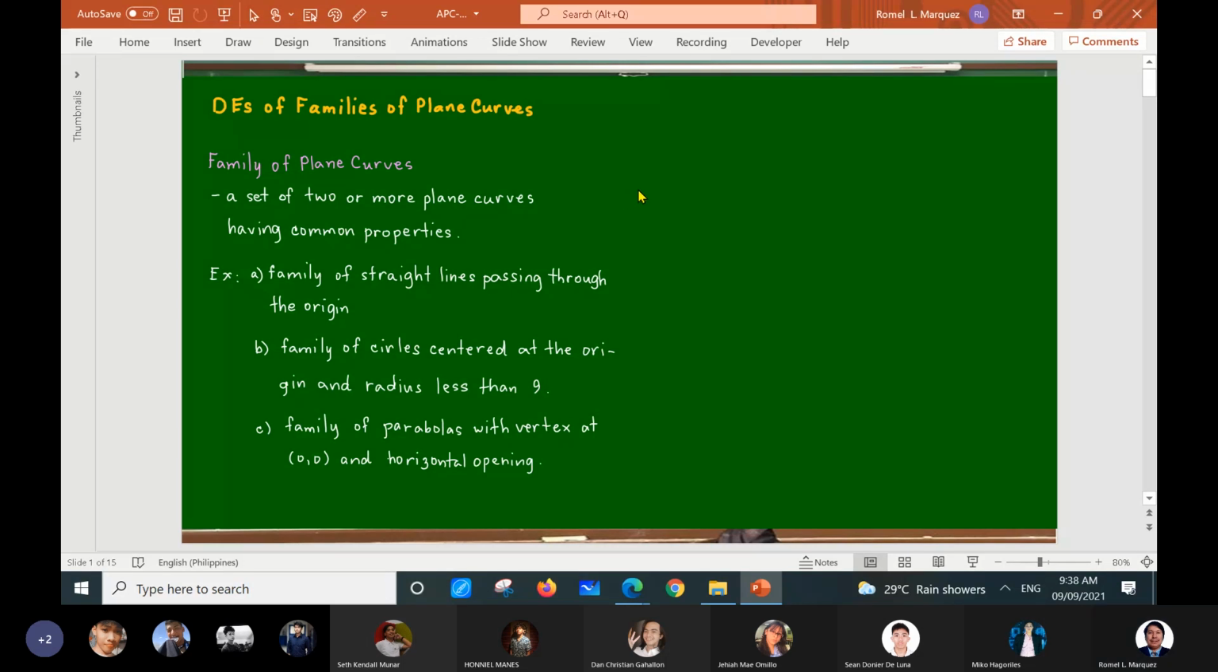Is that clear? Okay. So what about finding the differential equations? To be able to find the differential equations of families of plane curves, you must be able to express this verbal description of the family in terms of a general equation. Remember our general solution? Remember that, guys, for the general solution.